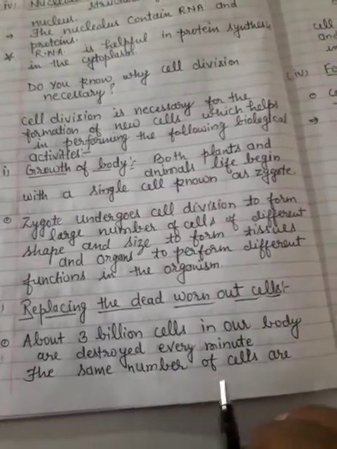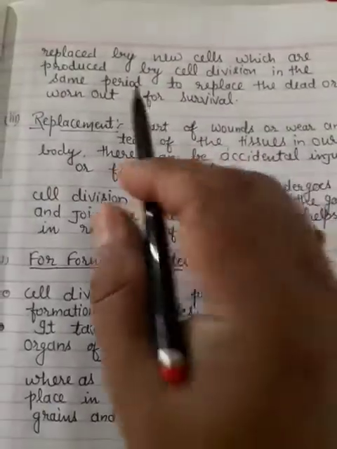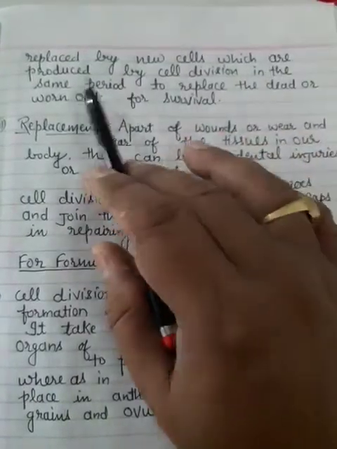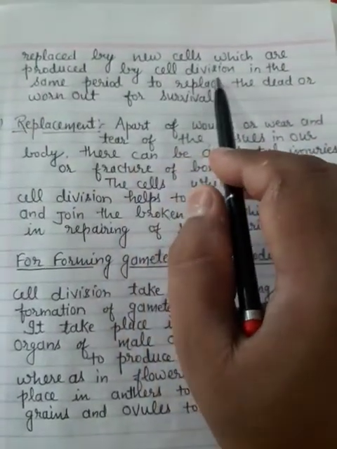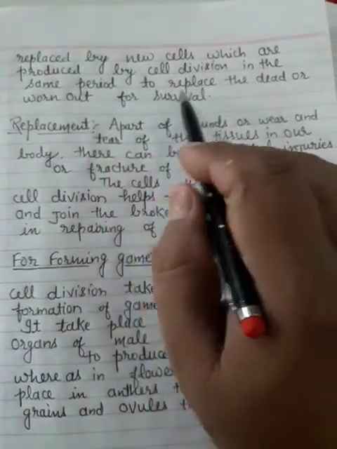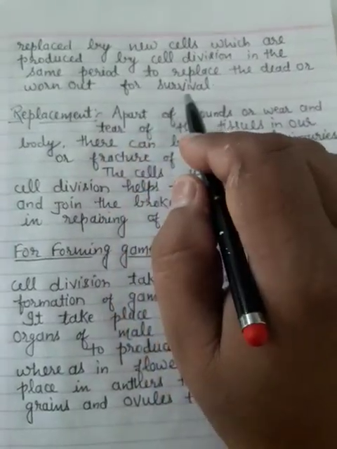The same number of cells are replaced by new cells, which are produced by cell division in the same period, to replace the dead or worn out cells for survival.